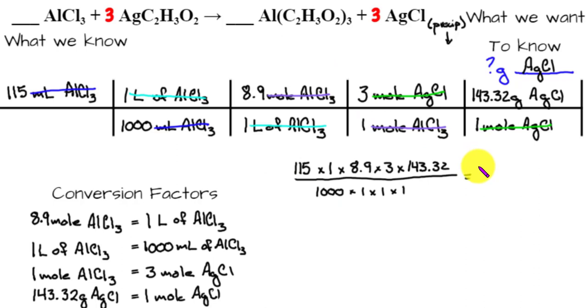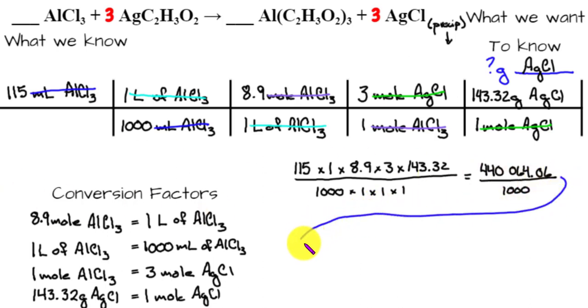When I simplify the top, I get the number 440,064.06. When I simplify the bottom, I get 1,000. And when I simplify that all together, that equals 440.06406 grams of AgCl.